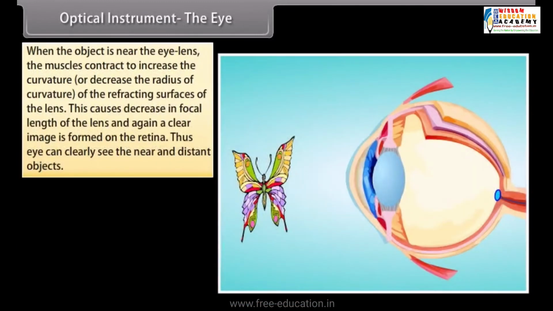When the object is near the eye, the muscles contract to increase the curvature, or decrease the radius of curvature, of the refracting surfaces of the lens. This causes a decrease in the focal length of the lens and again a clear image is formed on the retina.